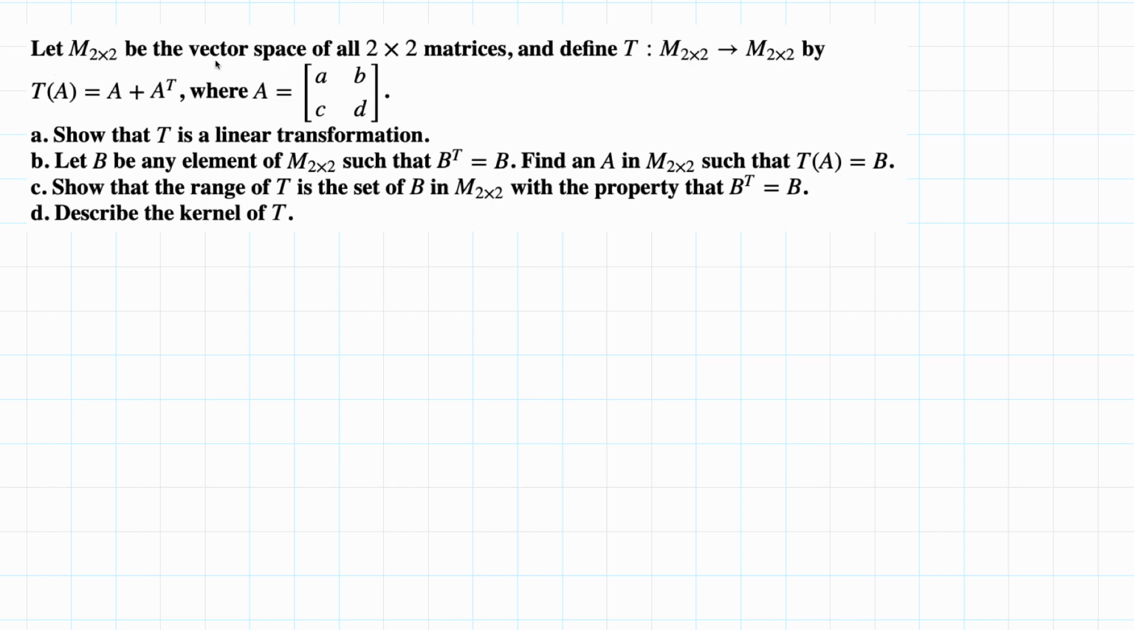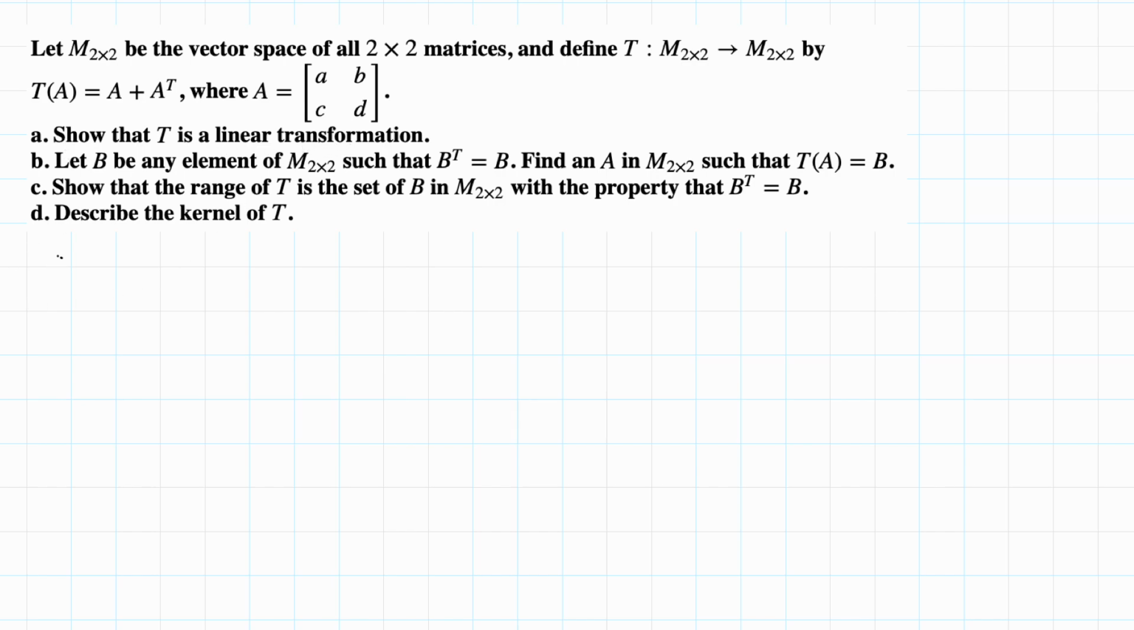Let M be the vector space of all 2 by 2 matrices and define T from M to M by T of A equals A plus A transpose, where A is given by this matrix. So this is T of input matrix equals input matrix plus its transpose. And where that input matrix is, by the way, just a 2 by 2 generic [a b; c d]. In part A, we need to show that T is a linear transformation.